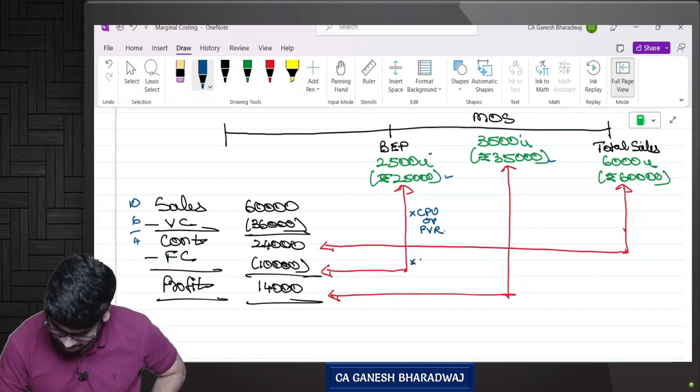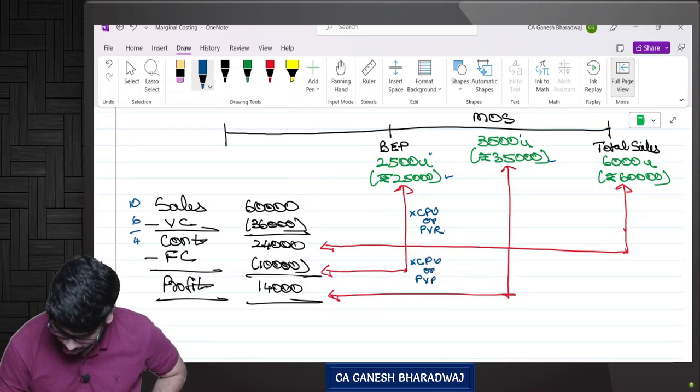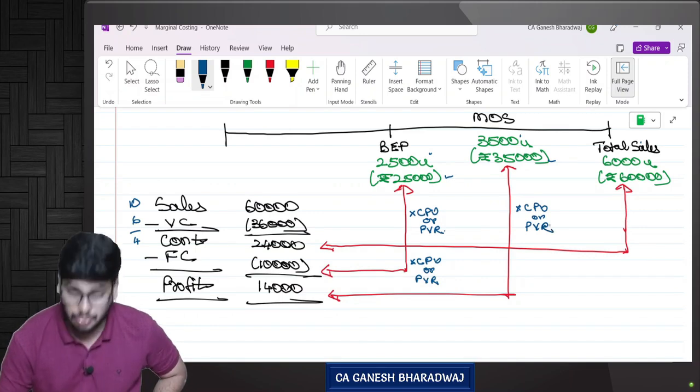This is the same for everything. The tying factor is what? It's contribution per unit or PV ratio. Are you clear with this?